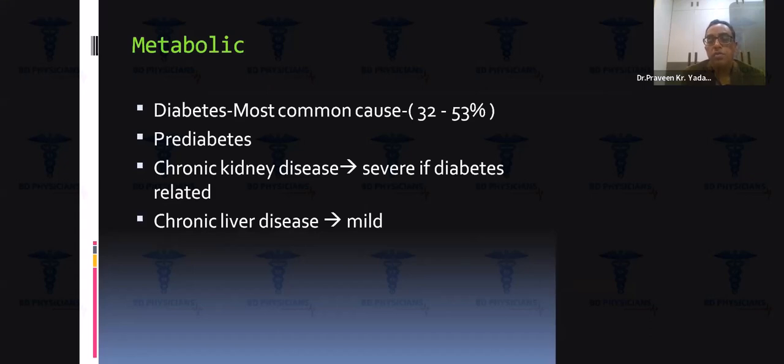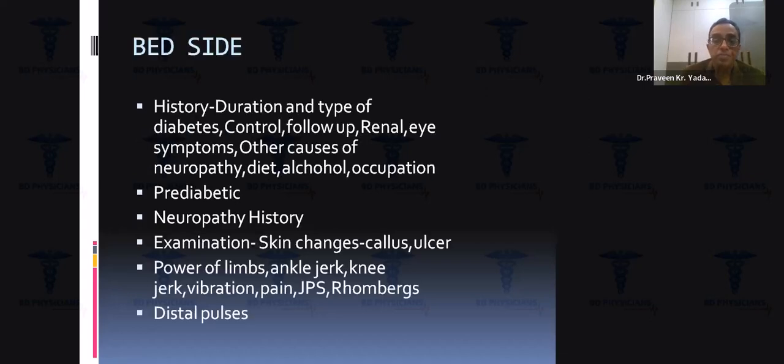Then chronic liver disease. Diabetic patients may have an associated CLD, either due to a NASH, which may be giving rise to a CLD, and that CLD again may be a risk factor for the neuropathy.